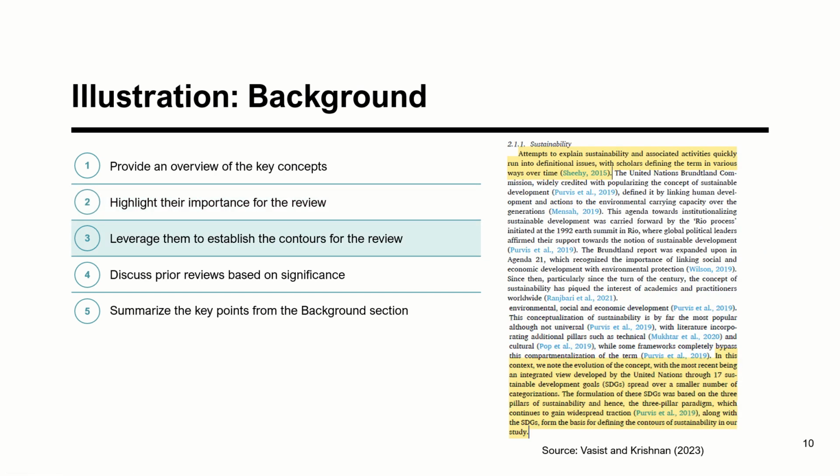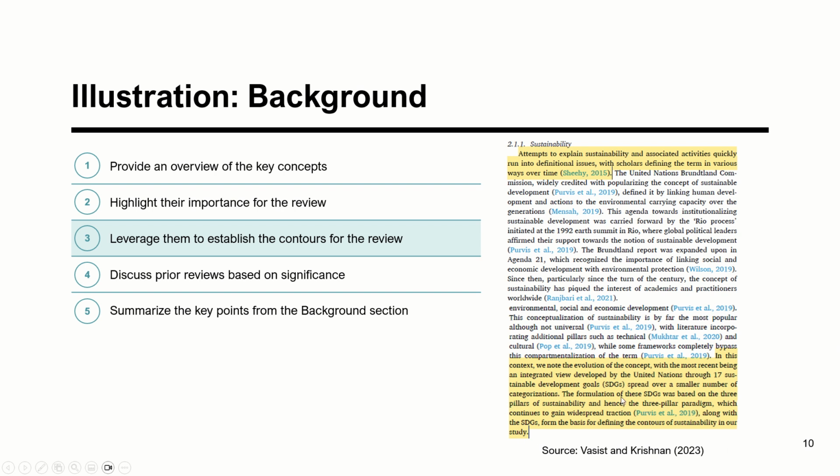Now, in the third step, you leverage them to establish the contours for the review. So you have looked at the constructs, you've highlighted the importance of the review, and that helps you set the contours in terms of what you are going to discuss as part of the review. In this regard, if you look at the illustration, the authors over here say that attempts to explain sustainability and associated activities have run into definitional issues. And then they talk about defining the contours of the review.